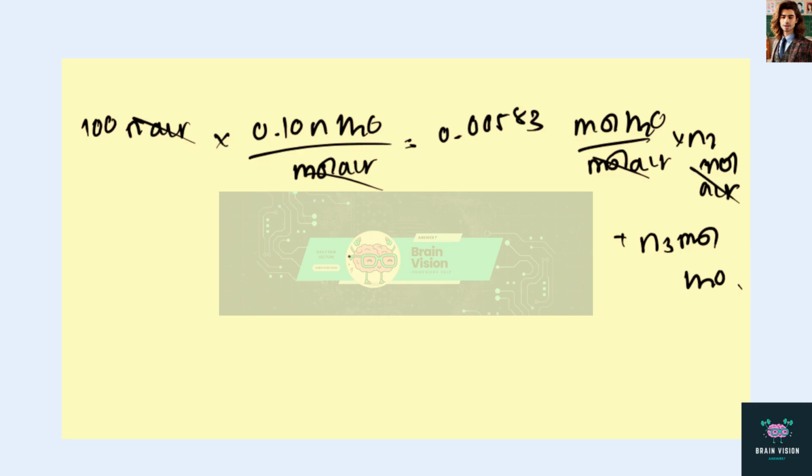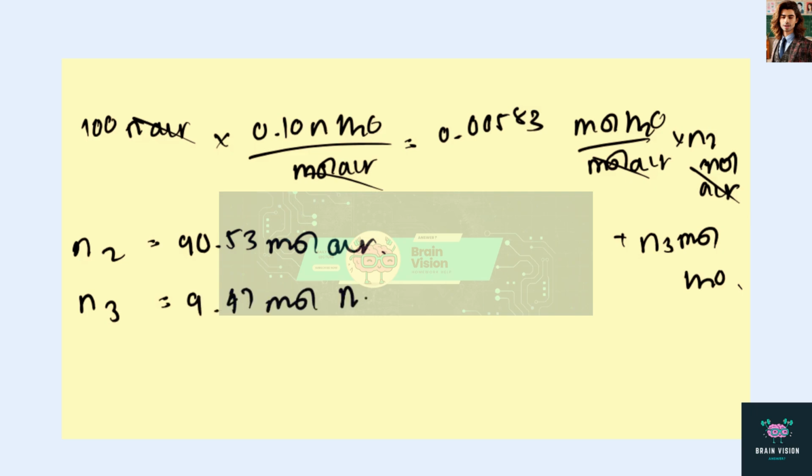So what we can do is solve for N2. We have 90 moles BDA equals 0.99417 N2 moles of BDA. Solving for N2, we get 90.53 moles of air. Substitute N2 into the water balance equation to solve for N3. We get N3 is equal to 9.47 moles of H2O in the liquid state.